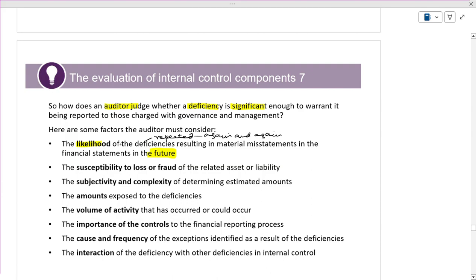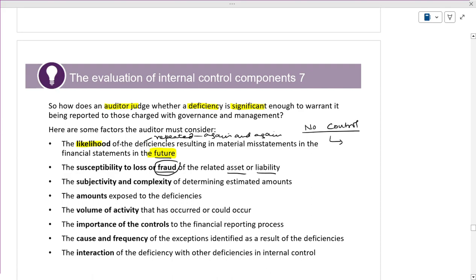One time, fine. One time is an error. But if it is happening again and you don't have any control, and you don't know whether the control is there, because of that things will go wrong again and again. Repeatedly it will happen. Then there is a likelihood of this resulting in material misstatements. It will happen in future also. It is a significant deficiency. The susceptibility to loss or fraud: if something happens to the assets, fraud, it is a significant deficiency.